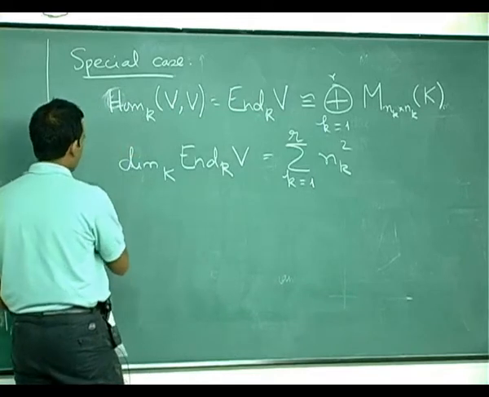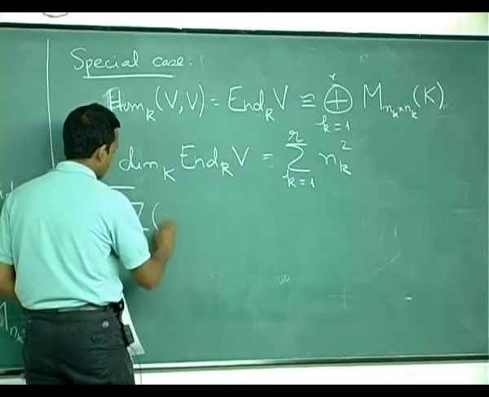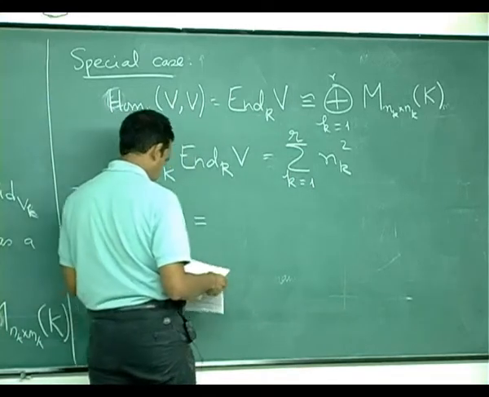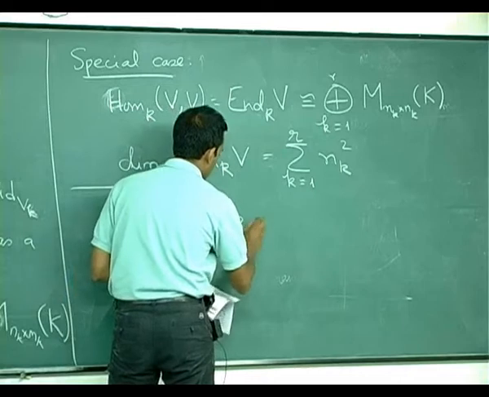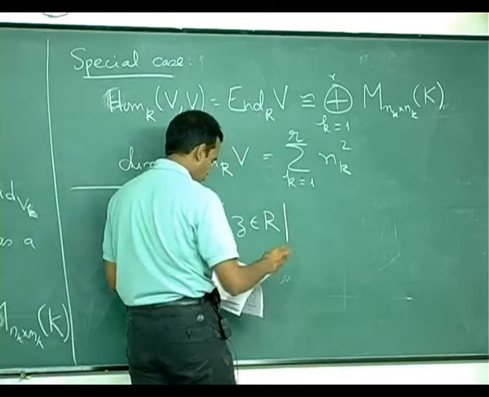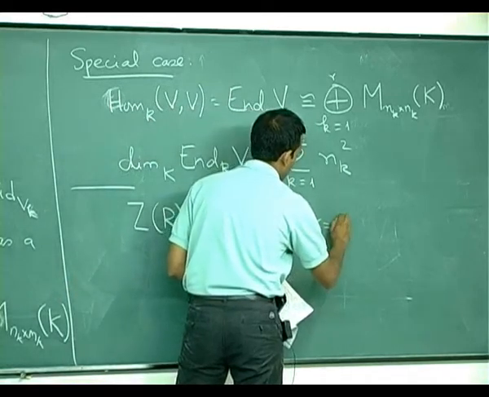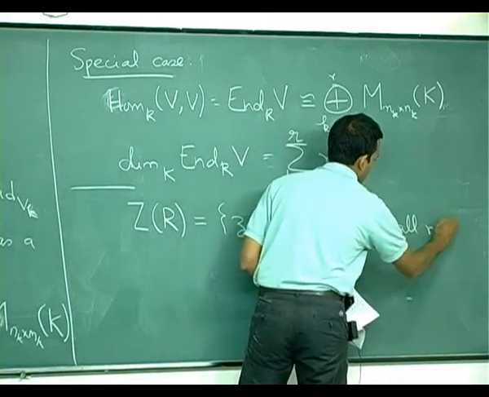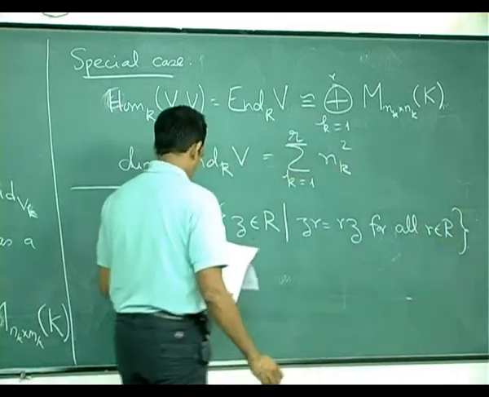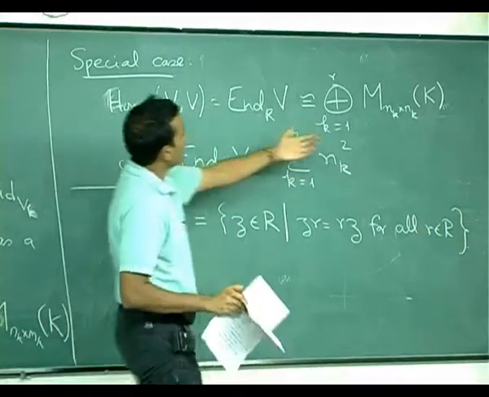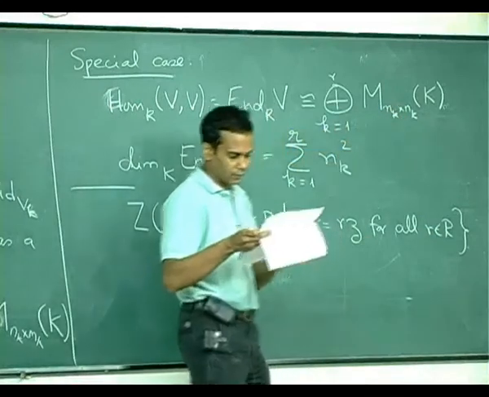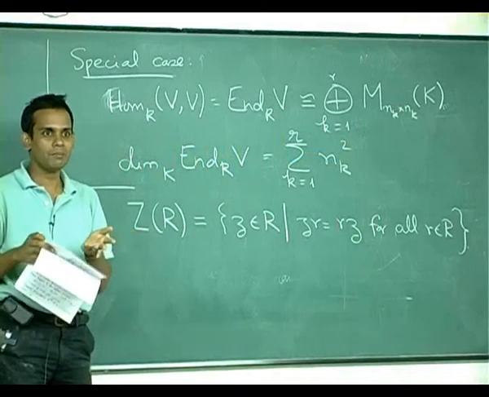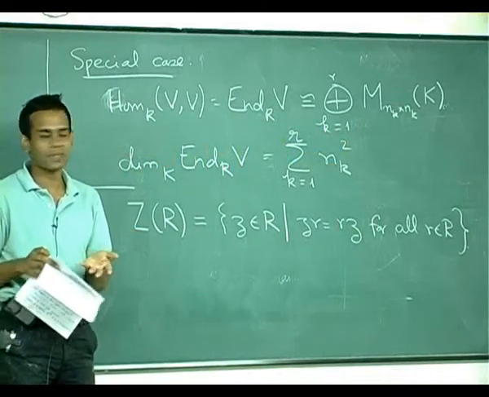Let me just remind you that the center of an algebra, which is usually denoted Z(R), is given by those elements of R which commute with all other elements of R. Now if you look at this matrix ring, what is the center of one matrix ring? You know that it's only scalar matrices, right? The only matrices which commute with all other matrices are scalar matrices.